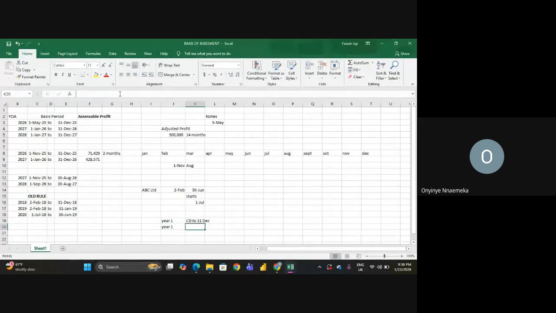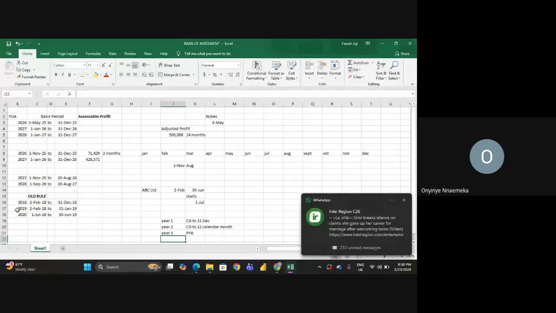Year 2 says commencement date to 12 calendar months. Year 3 says preceding year basis. And that's what we have followed in this place.